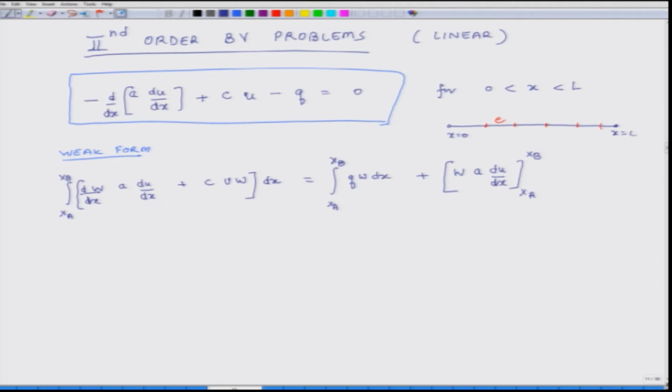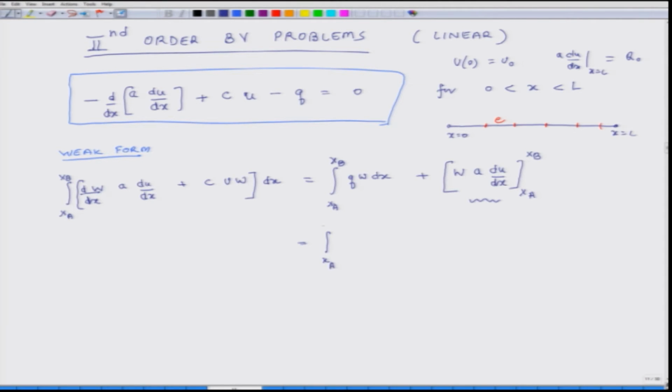The other thing we will add here is that this is the governing differential equation, and I will say that I know the boundary conditions for this problem. The boundary conditions are that u at 0 is equal to u0, and the value of a du over dx at x equal to L is equal to some number q naught. So these are the boundary conditions. This term I will expand.